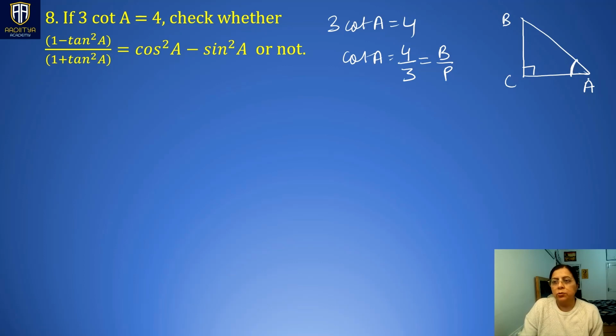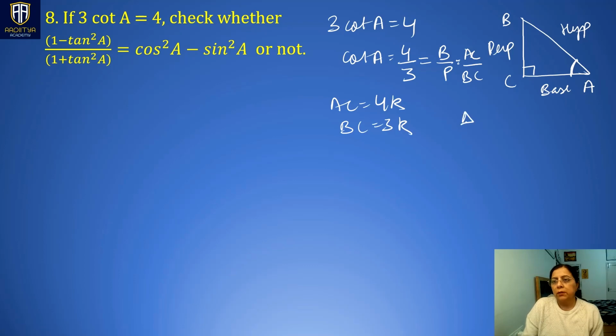Now we have to find the ratio regarding angle A. This becomes base, this is hypotenuse, this becomes perpendicular. So what we have to find is tan, cos, sine. First of all, find the values. If cot A is B by P, what is the ratio? Base here is AC. Perpendicular is BC. So let AC be 4K and BC be 3K.